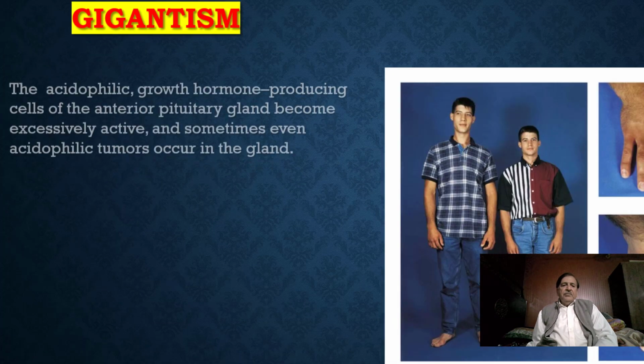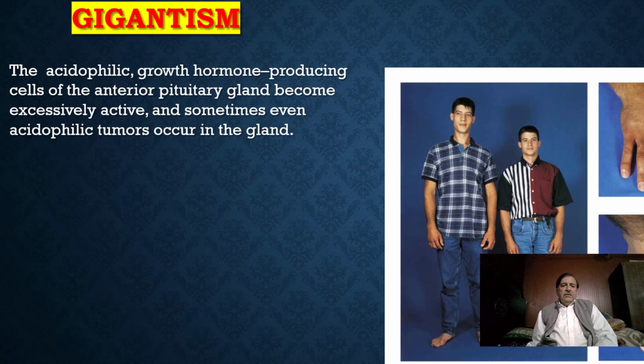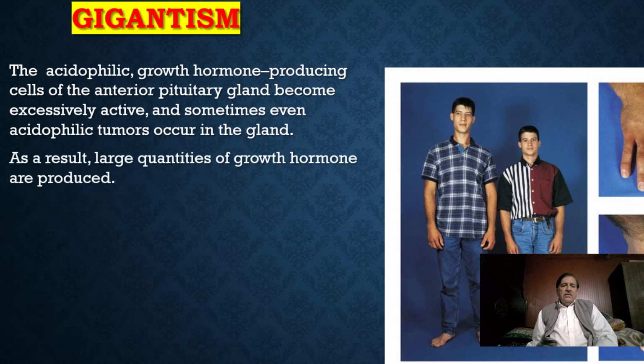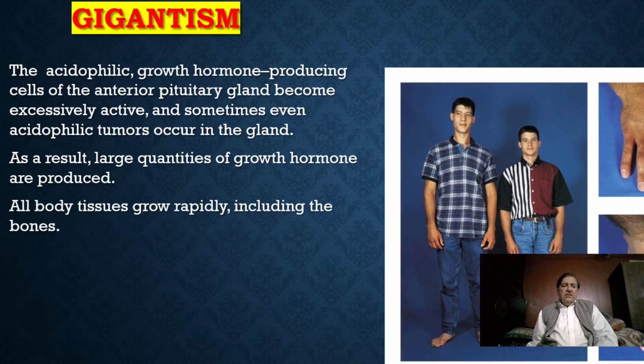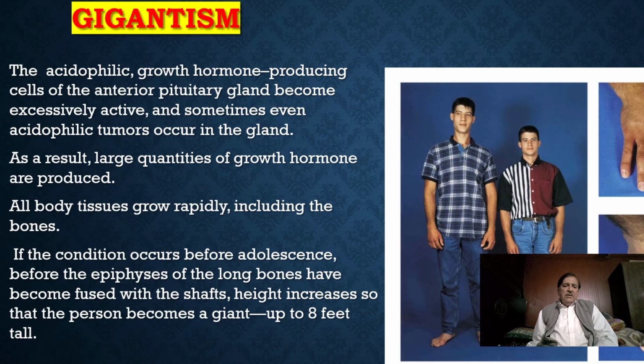Gigantism. The acidophilic growth hormone producing cells of the anterior pituitary gland become excessively active, and sometimes even acidophilic tumors occur in the gland. As a result, large quantities of growth hormone are produced. All body tissues grow rapidly, including the bone. If the condition occurs before adolescence, before the epiphyses of the long bones have become fused with the shafts, height increases so that the person becomes a giant up to 8 feet tall. The giant ordinarily has hyperglycemia.